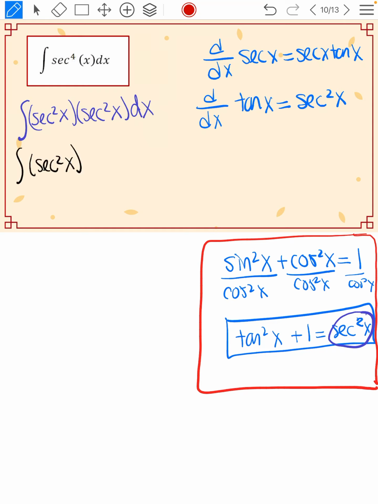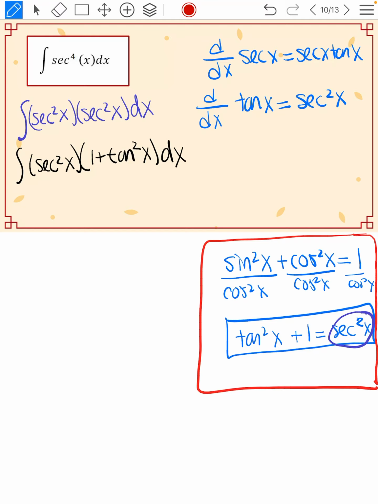I wouldn't want to replace both of them, because then I have tangent in the problem and I no longer have secant in the problem, right? So I'm going to keep one of them as is, secant squared x, and I'm going to replace the other one with 1 plus tangent squared x dx.